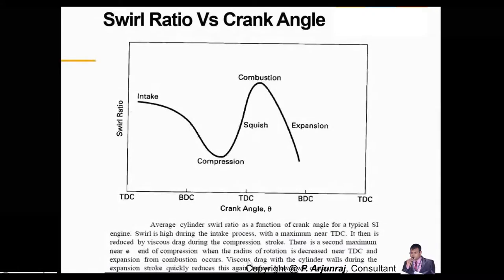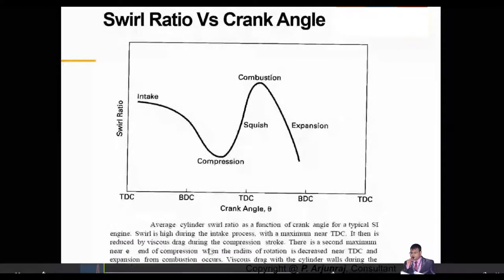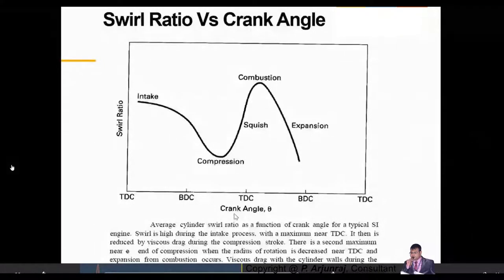So here is how the swirl ratio is going to perform at the different strokes of your engine: intake stroke, compression, and the expansion. And again, this swirl ratio is also a function of crank angle. This is an example of an SI engine. And again, the swirl is going to be high in the intake process, because what happens, the air entering causes more swirl.